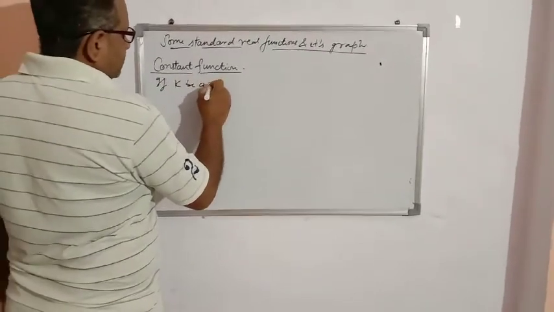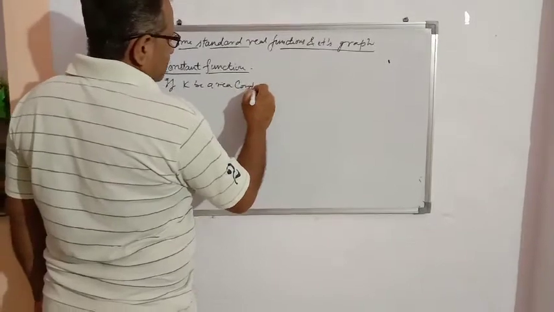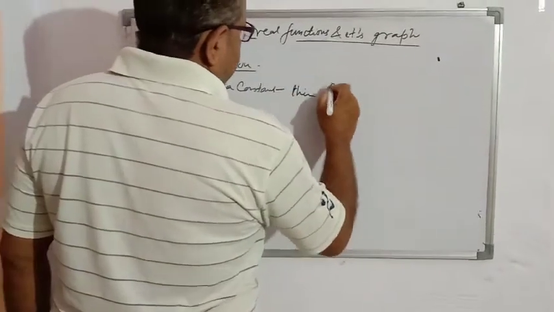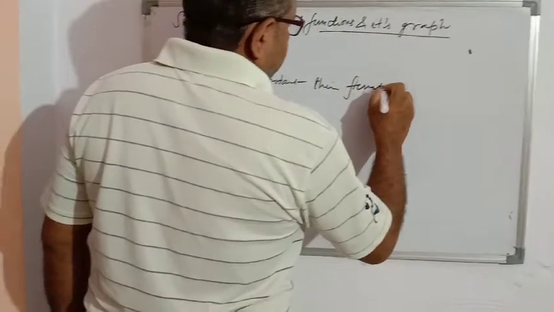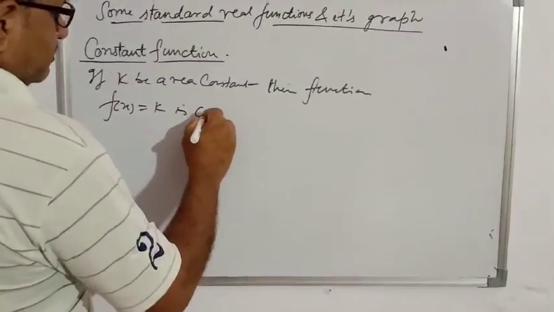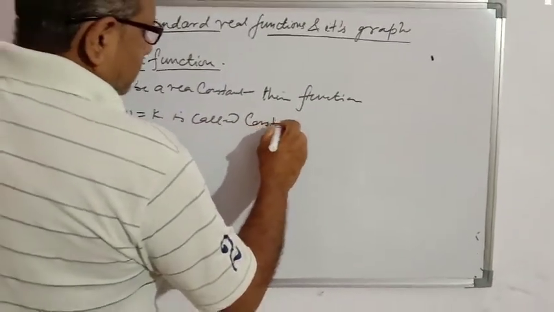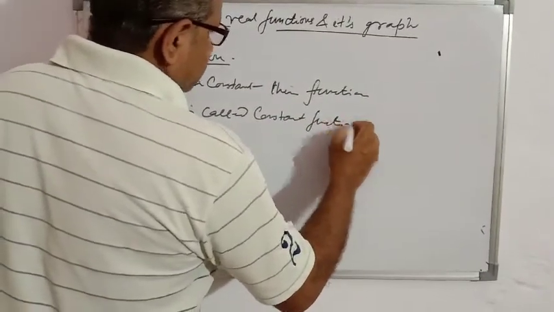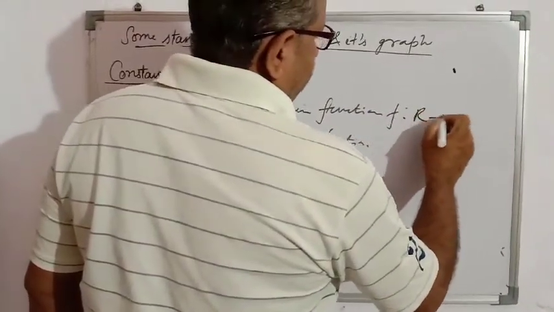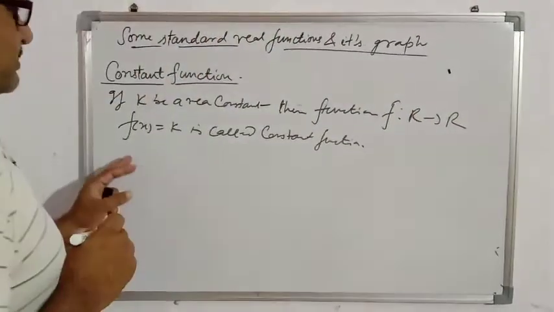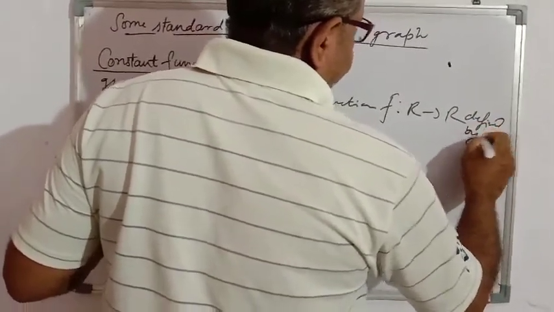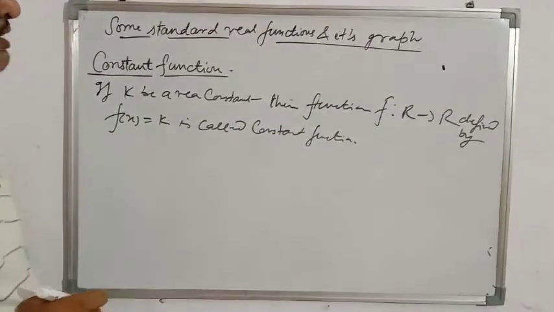If k is a real constant, then a function f defined from R to R by f(x) = k is called a constant function.